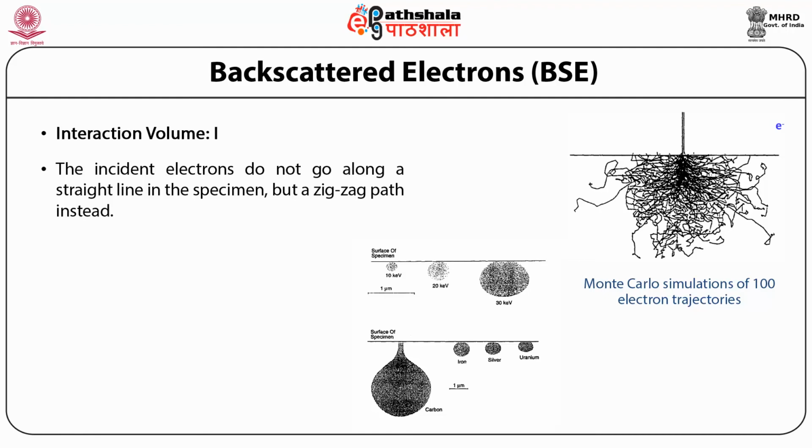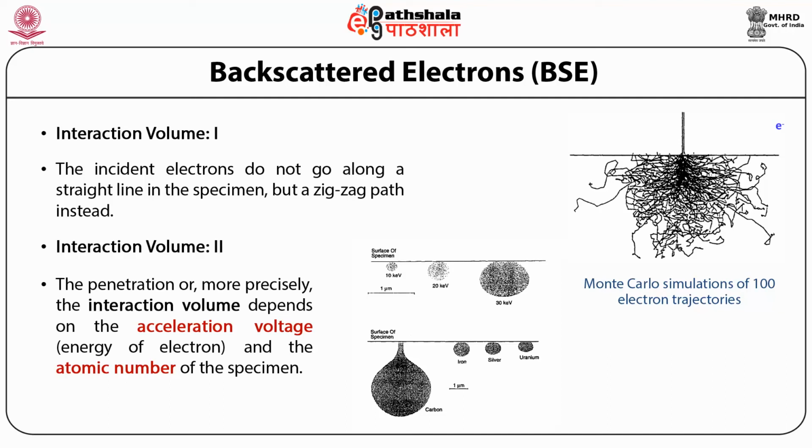Now on the right hand side, we have interaction volume 2, that is, the penetration, or more precisely the interaction volume, depends on the acceleration voltage, which means the energy of the electron, and the atomic number of the specimen. So here you can see how the interaction volume in the specimen varies with the energy of the electron.